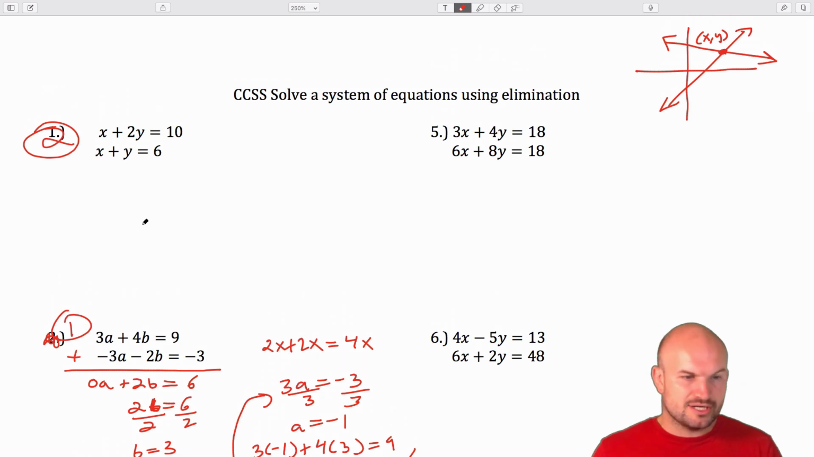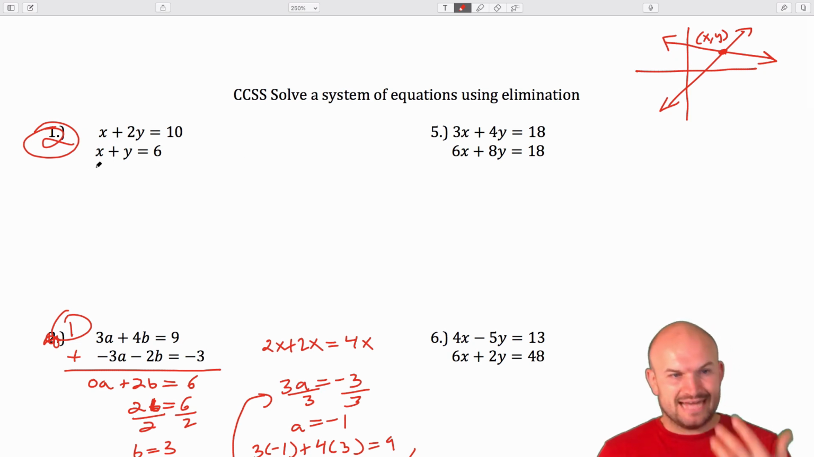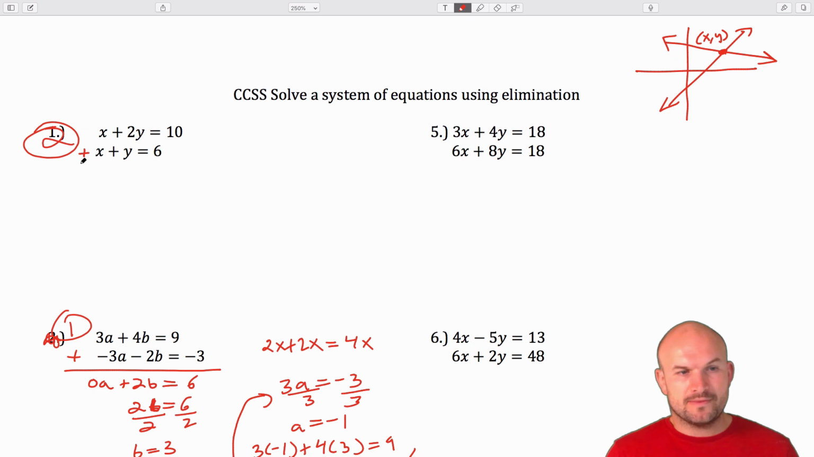And you might think, all right, the main idea is we add them. They have to have the same coefficient. And you could also subtract them, as I mentioned. But in my opinion, that makes things a little bit more difficult. So I want to add. And if I add these two equations, I would get 2x plus 3y is equal to 16.